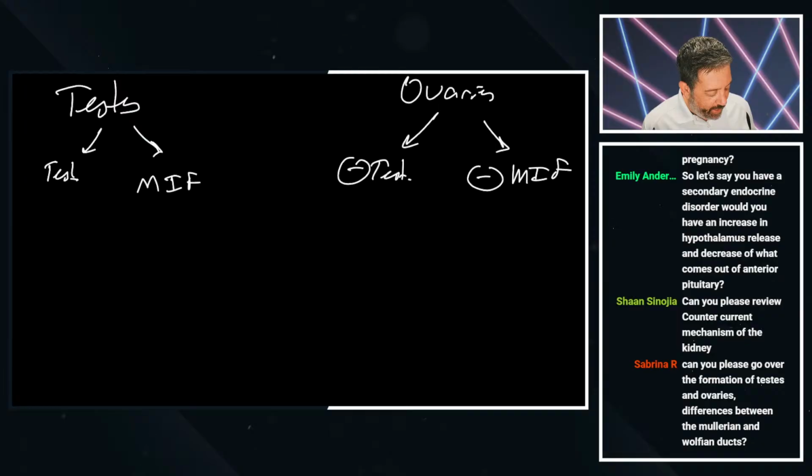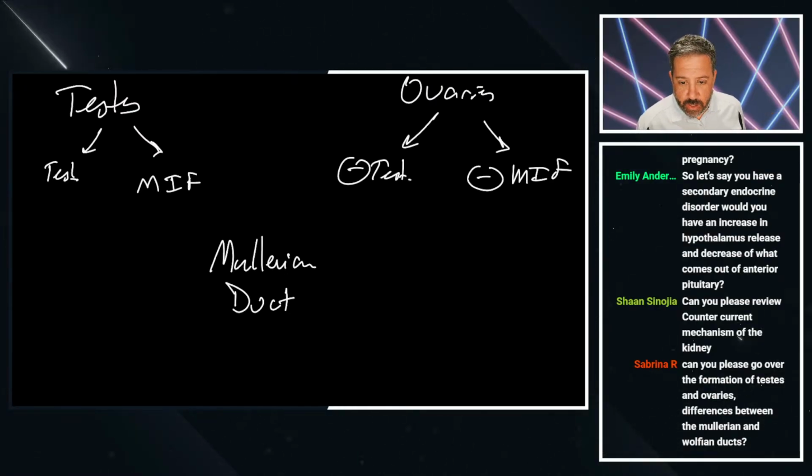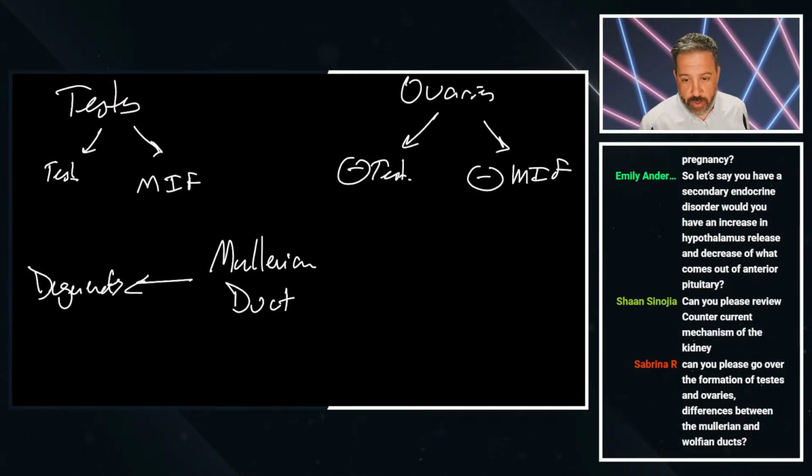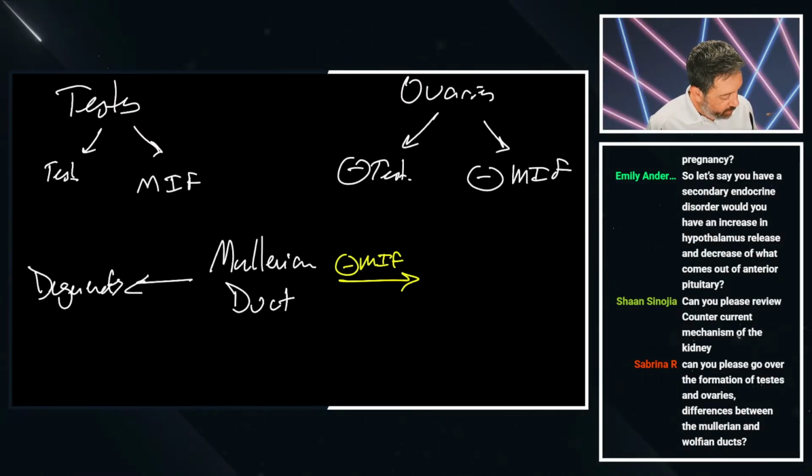So, what happens next? In the presence of Müllerian inhibition factor, we have the Müllerian ducts. Because we have the Müllerian inhibition factor, this whole thing in males degenerates. In females, because they don't have the Müllerian inhibition factor, these Müllerian ducts will turn into the uterus and uterine tubes.